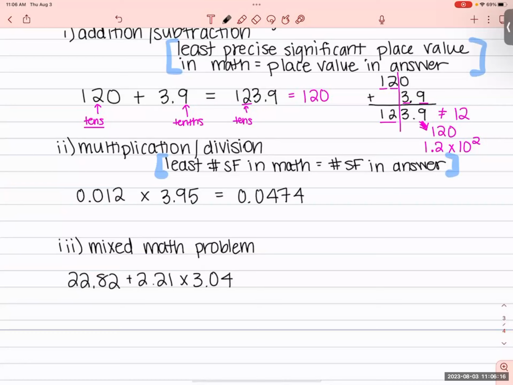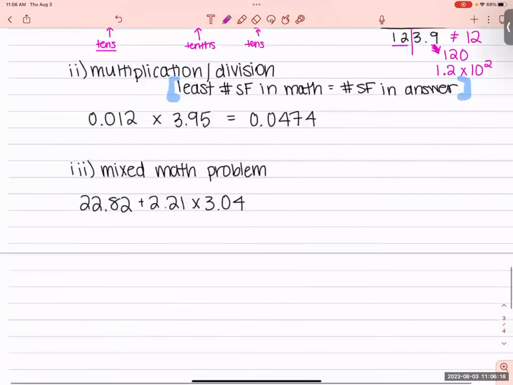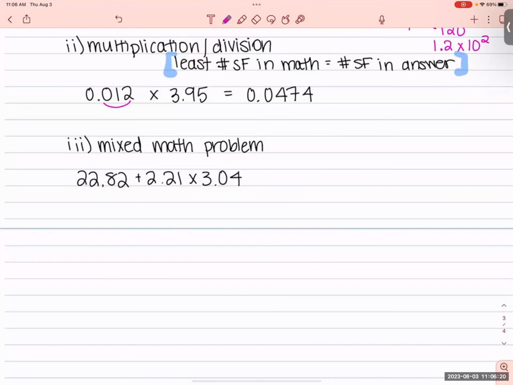0.474. And now we can just look at the number of sig figs. So this number has 2 sig figs because the zeros in front don't count even if there's a decimal. Here, this number has no zeros, so it's 3 sig figs. The smallest number of sig figs is 2 sig figs. So my answer has to have 2. These zeros don't count. So I have to have 2.